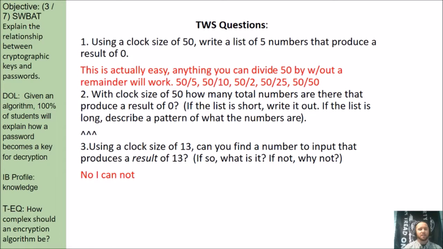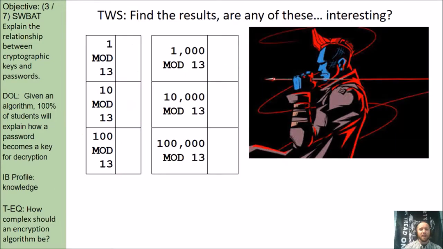When you're done, let's check your answers against mine. This is actually easy. Anything you can divide 50 by without a remainder will work. So 50 divided by 5, 50 divided by 10, etc. And for the third one there, I just simply said, no, I cannot.